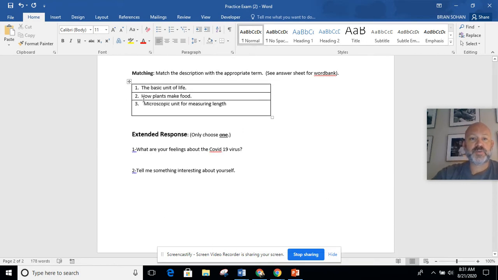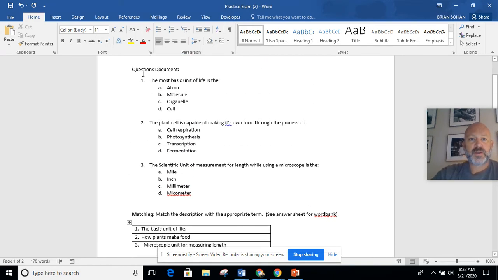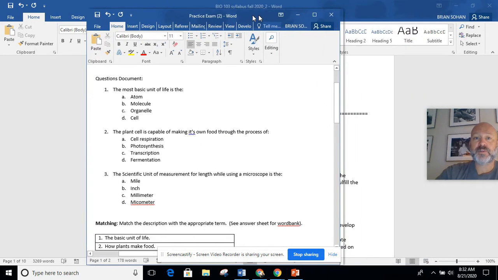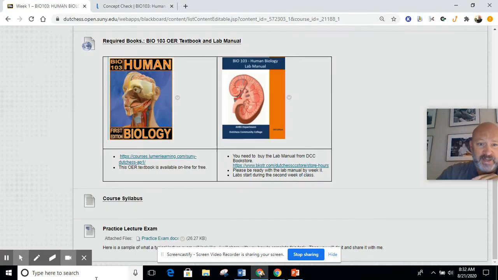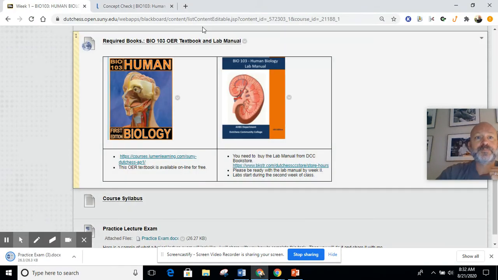Okay, let's look at the multiple choice questions. The most basic unit of life is... and what I would do is I would probably split the screens. So I would have both documents side by side. So let's put the questions document over there. And then when we go back, I could open up another one here.